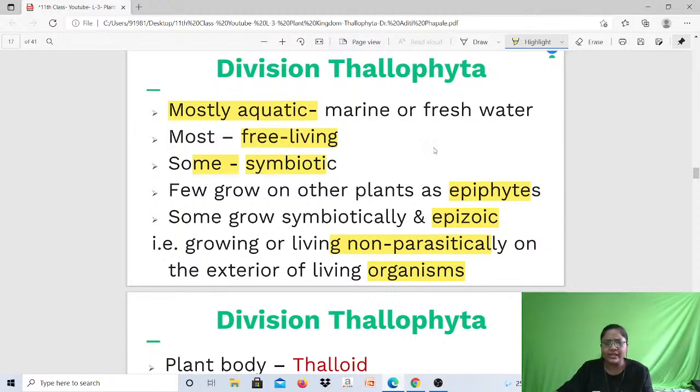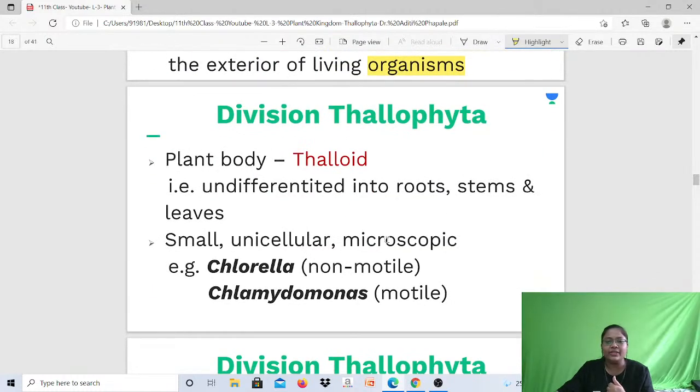I hope this is clear. Ek bar wapas dekh lete hain. They are mostly aquatic, marine or fresh water. Most of them are free living. Some of them are symbiotic. Few grow on other plants such as epiphytes. I give you an example of orchids. Some grow symbiotically and they are epizoic, which means growing or living non-parasitically on the exterior of living organisms. Okay? Chalo, aage badhte hain.